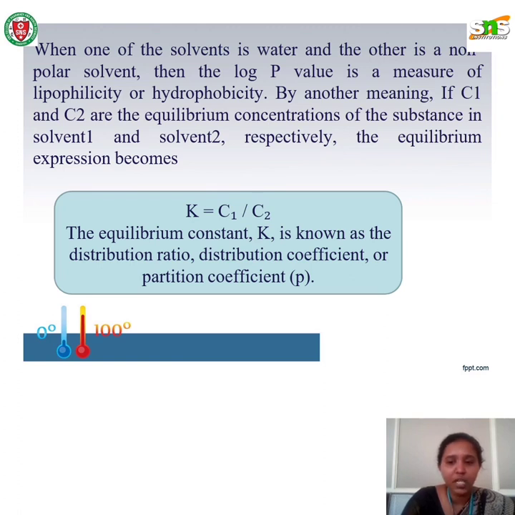In other words, if C1 and C2 are the equilibrium concentrations of the substance in solvent 1 and solvent 2, the equilibrium expression becomes K equal to C1 divided by C2. The equilibrium constant K is known as the distribution ratio, distribution coefficient, or partition coefficient.